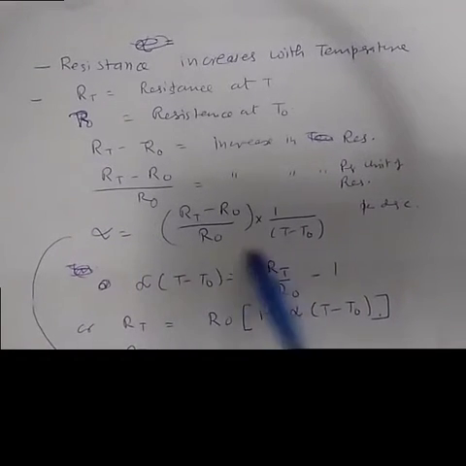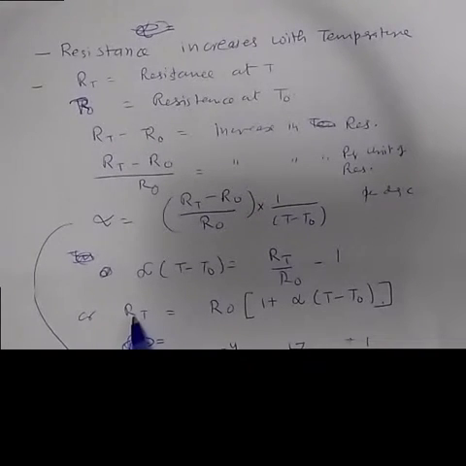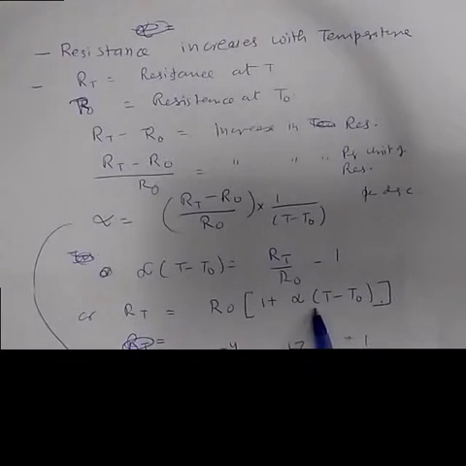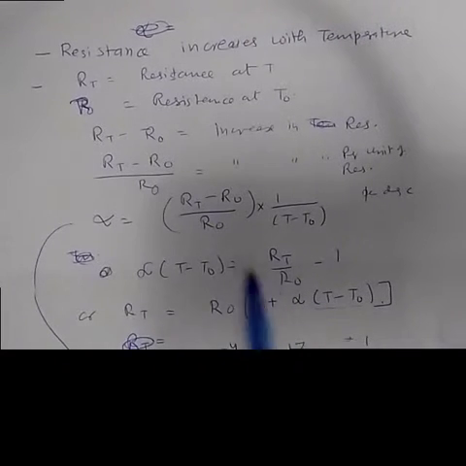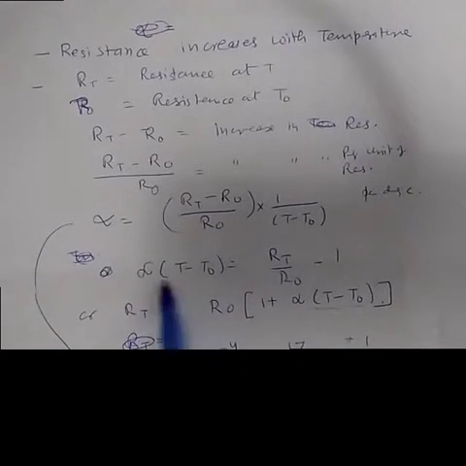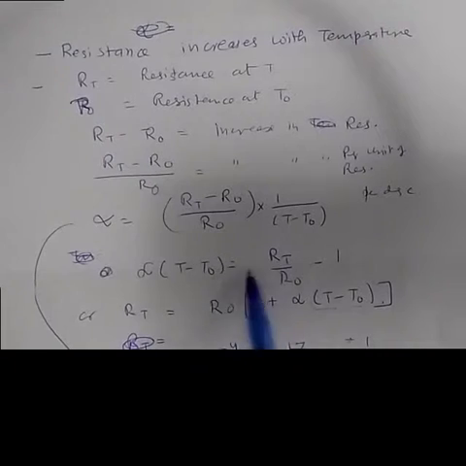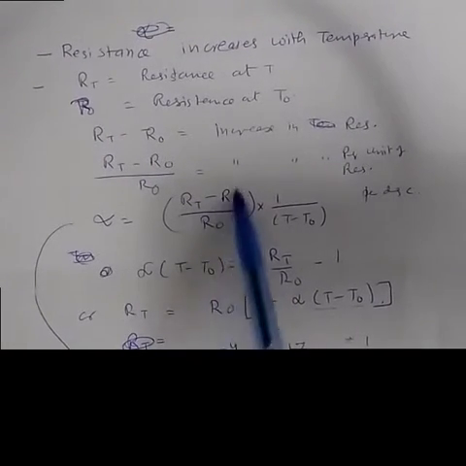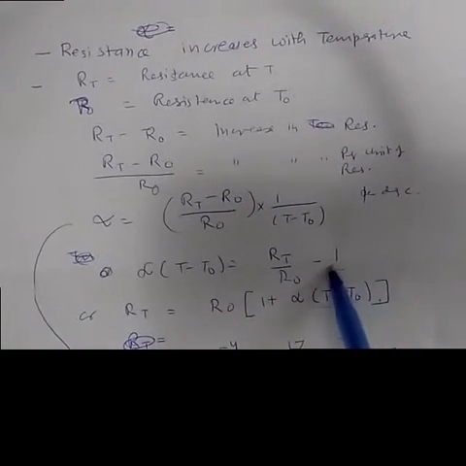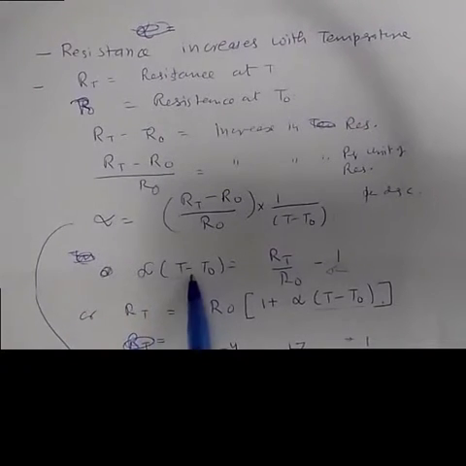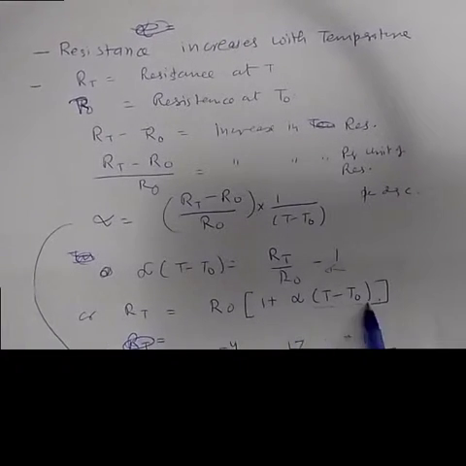This equation is also written sometimes in this format, which gives the resistance value at temperature T because of the increase in the temperature from T0 to T. And it is nothing but a resimplification of this formula. Alpha into T minus T0. Take this T minus T0 here, and then you get RT divided by R0 minus 1. R0 by R0 is 1. If you take this 1 on the other side, it becomes 1 plus alpha into T minus T0, and then multiplied by R0, you get the value of RT.